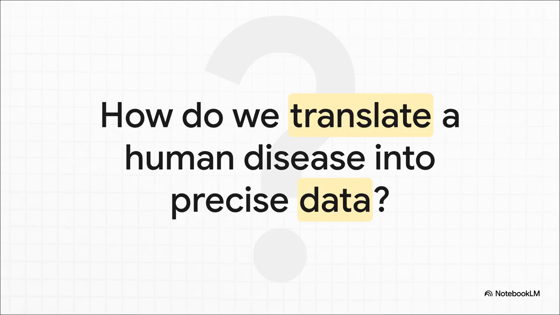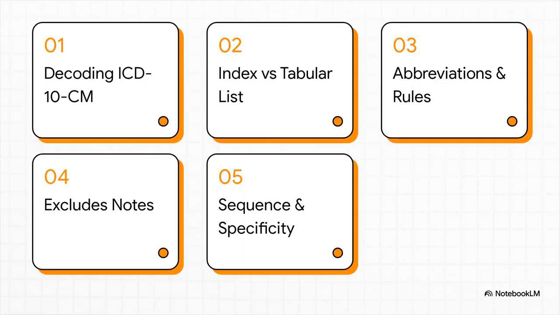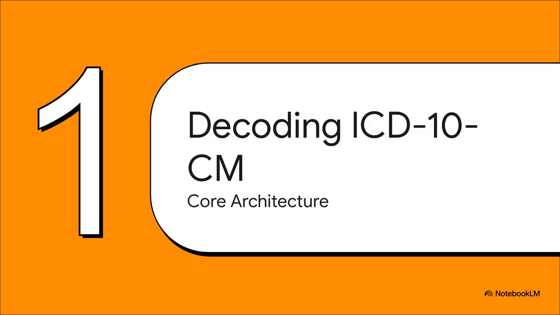and track. So, to help you master this, we're going to logically break down this dense set of rules into 5 manageable pieces: decoding the basics, navigating the index versus the tabular list, mastering abbreviations and punctuation, understanding excludes notes, and finally, sequencing and specificity. Let's kick things off with Section 1, decoding ICD-10-CM.